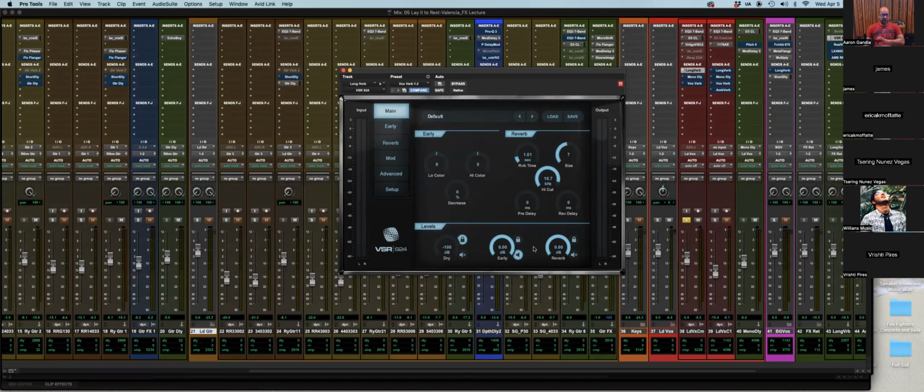So, does everybody grasp now what early reflection sounds like and what it does? Cool. Now let's go to reverb.